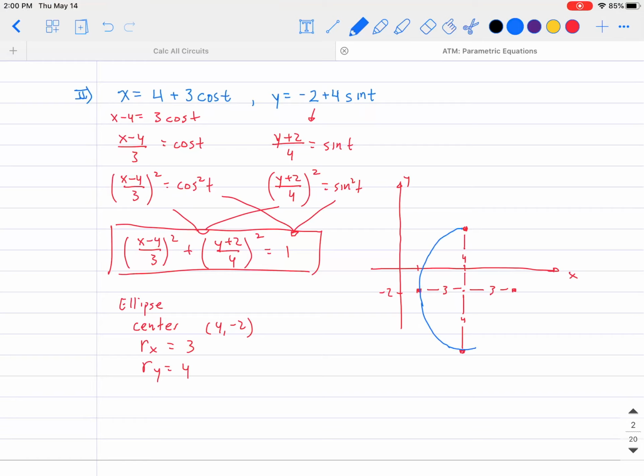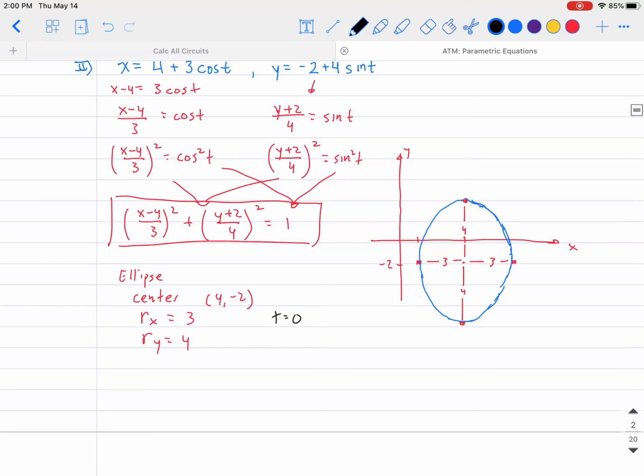And just like the first problem, we're going to think about t as time, so that we can see what direction the point actually goes, if you were to assume that, again, there's a particle going around this ellipse. So final step, let's say t is equal to 0.